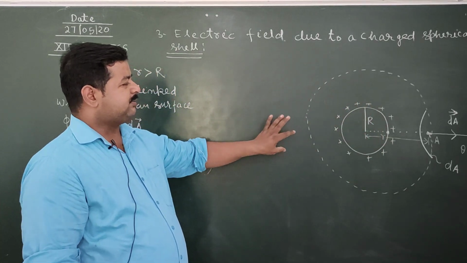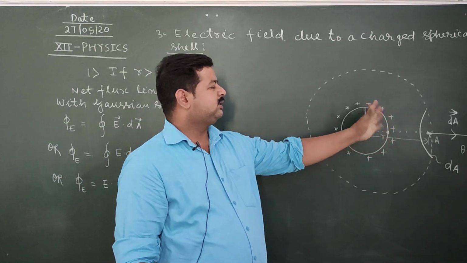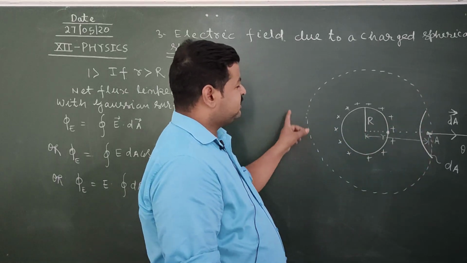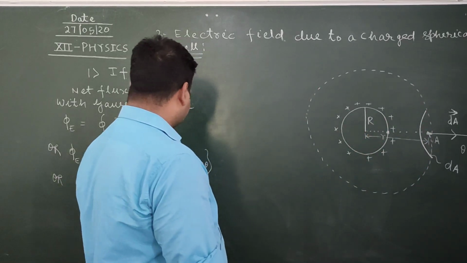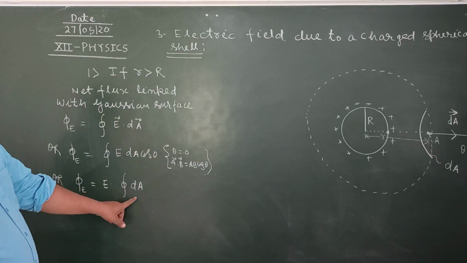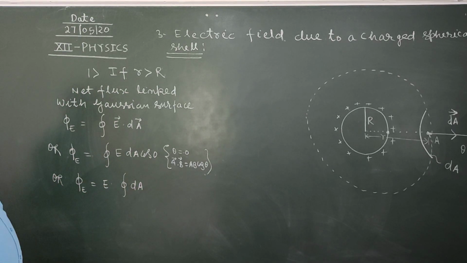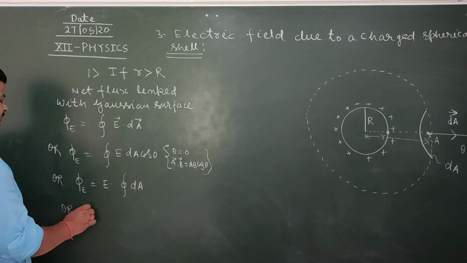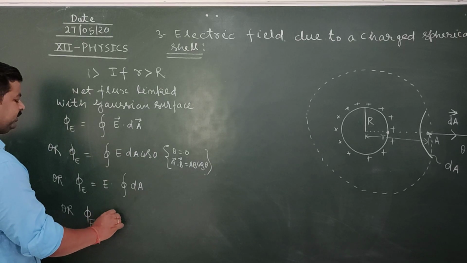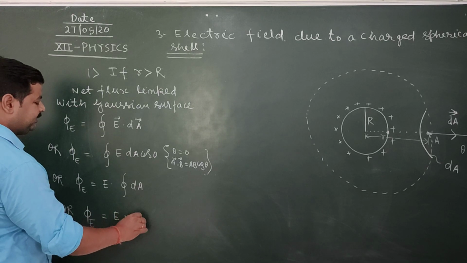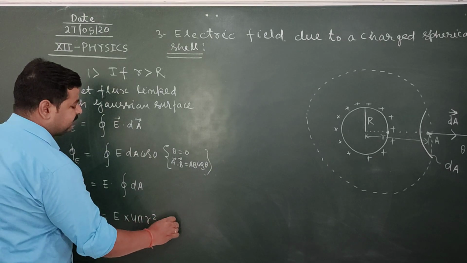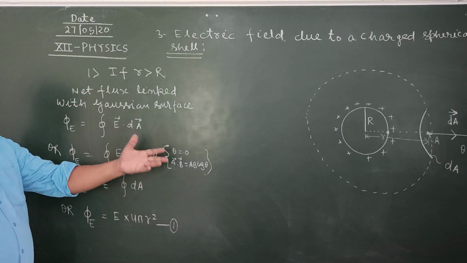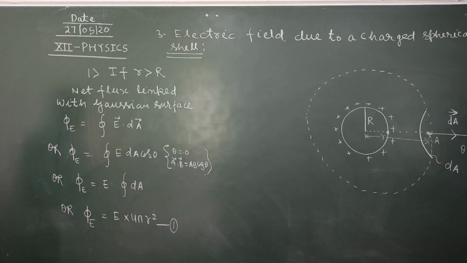So what is the total surface area of a sphere? That is 4 pi r square. Since the radius of imaginary surface is small r, so here we write the total area of the imaginary closed surface is 4 pi r square. So here we write phi E is equal to E multiplied by 4 pi r square. This is equation first. So this is the flux which we have calculated from the imaginary surface.